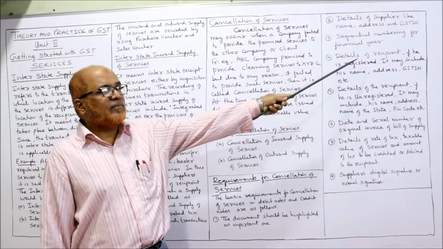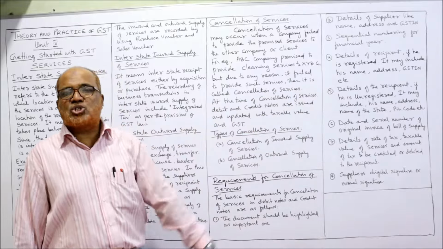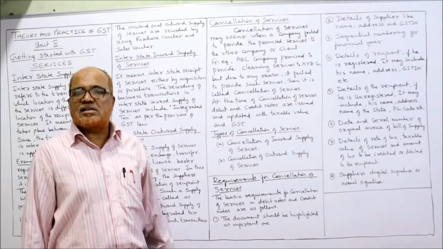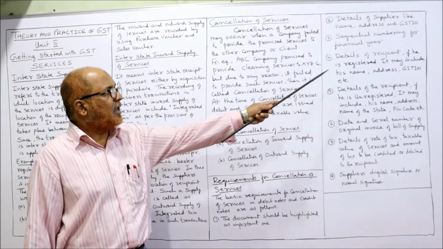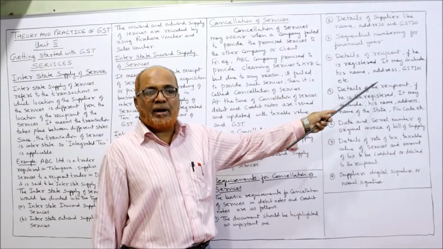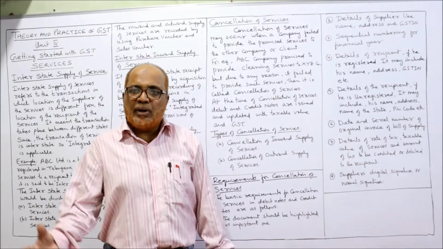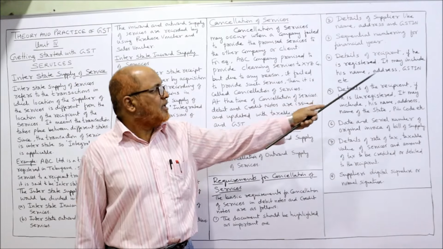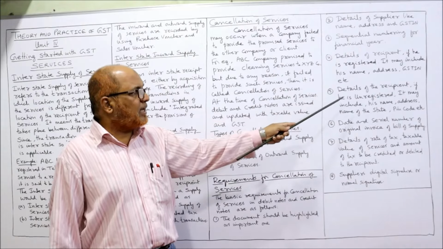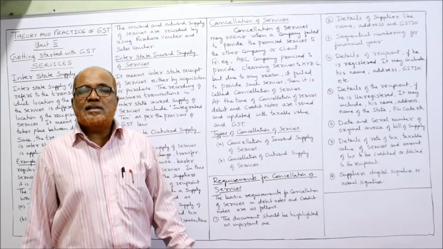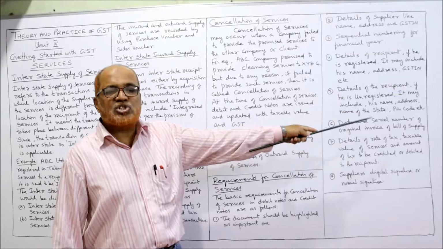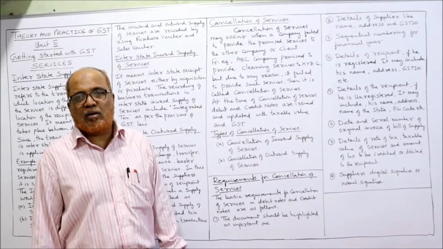Next one, details of the recipient if he is registered. The details of the recipient of the service, if registered, may include his name, address and GSTIN. Because it is a registered one, GSTIN is there. Suppose the recipient is unregistered, then GSTIN is not there. It may include his name, address, name of state, pin code, etc.